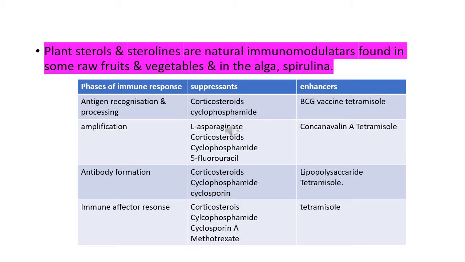Next phase of immune response, antibody formation. Suppressants: corticosteroids, cyclophosphamide, cyclosporine. Enhancers: lipopolysaccharides, tetramisole. Then the next phase, immune effector response. Suppressants: corticosteroids, cyclophosphamide, cyclosporine A, methotrexate. Enhancer: tetramisole.